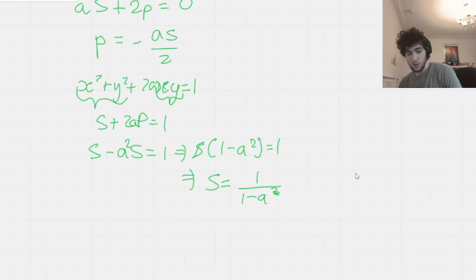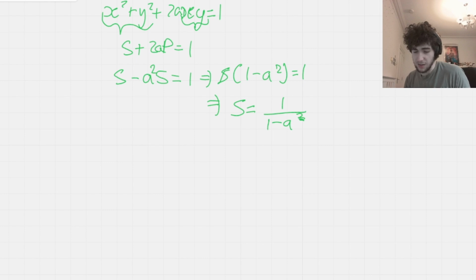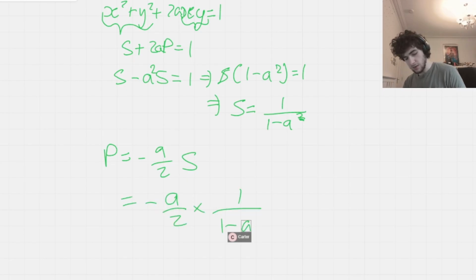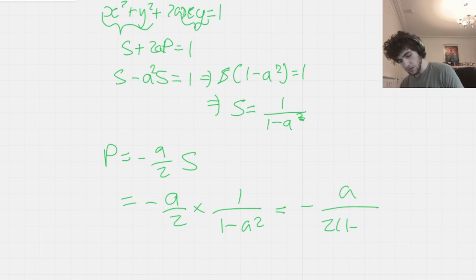And then from there, we can figure out what p is by substituting that back in, because we have that p is equal to minus a over 2 times s. This is simply going to be equal to minus a over 2 times 1 over 1 minus a squared, which is minus a divided by 2 times 1 minus a squared. And that's our value of p. Well, you might think, why are those values of p and s important? Remember, p is xy and s is x squared plus y squared.